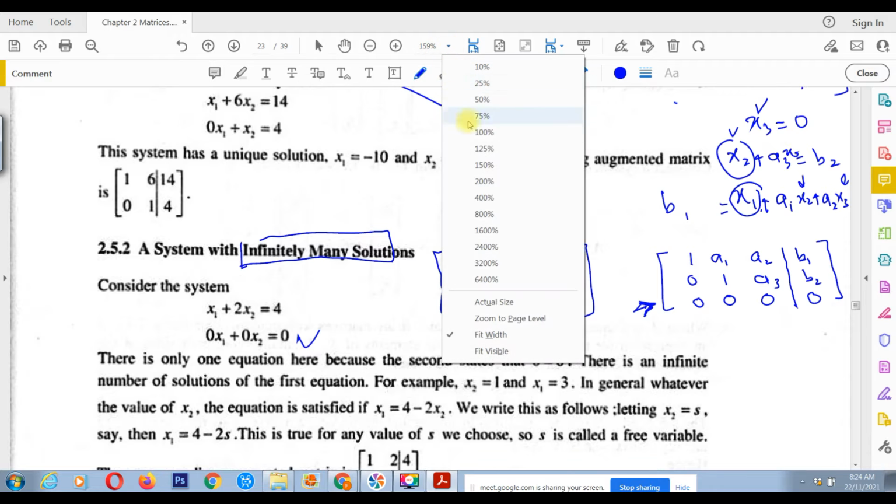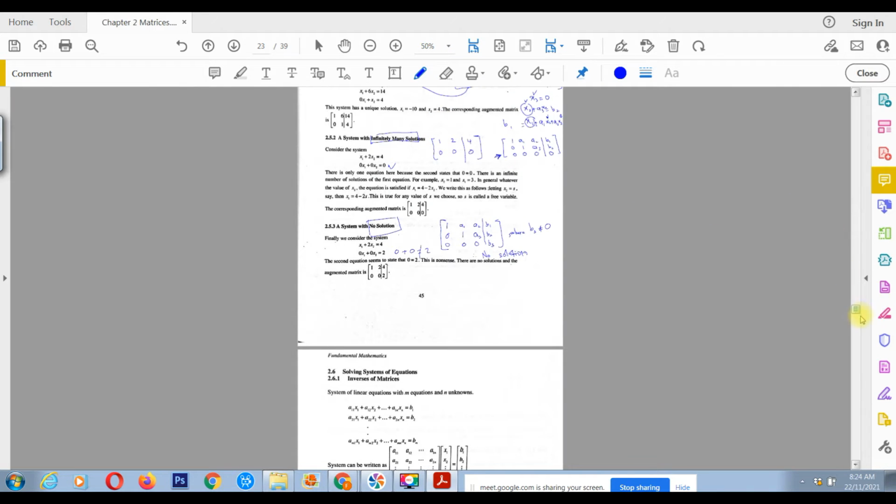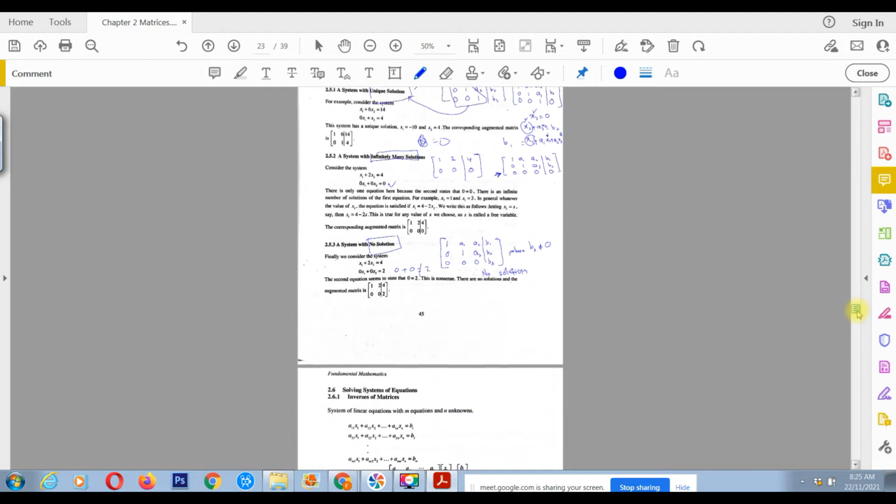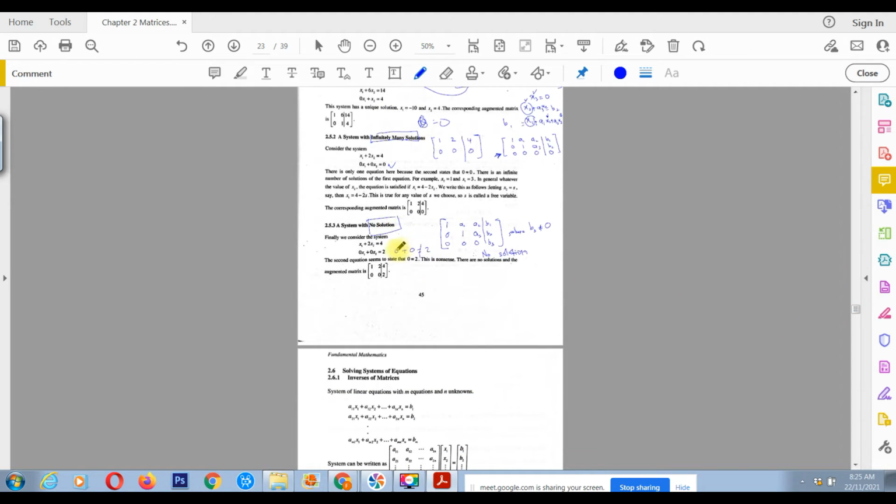Remember this. We have three types. One is a unique solution, which is 1, 1, 1. And the infinitely many solutions, which is where we have 0 equals 0. You remember 0 equals 0, not 0 equals some number. If 0 equals some number, then there is no solution, so that is not correct. So we say that is no solution.